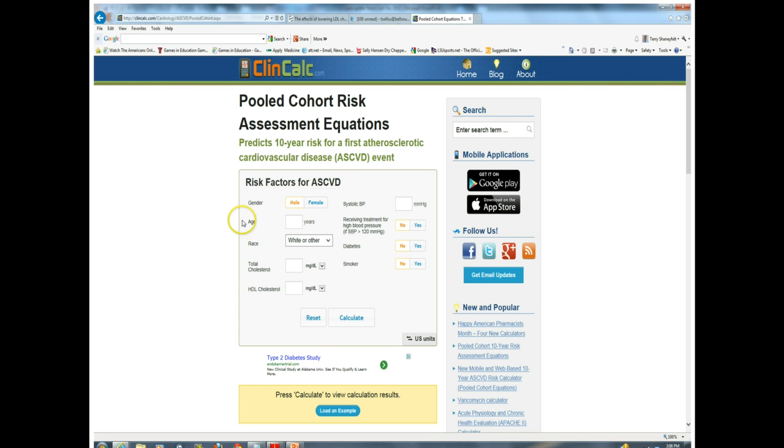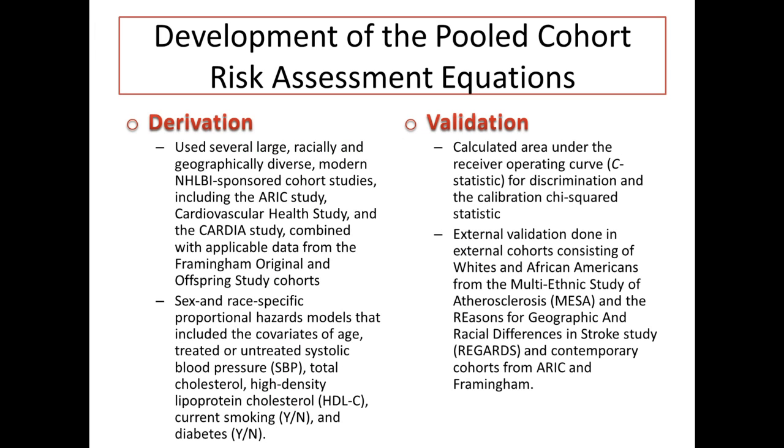So the things that worked out to be predictive were your gender, age is the biggest driver, race, total cholesterol, HDL cholesterol, systolic blood pressure, whether you're on treatment or not, diabetes, and whether you're a smoker or not. Notice LDL cholesterol is not in this prediction tool and was not in the Framingham tool either.